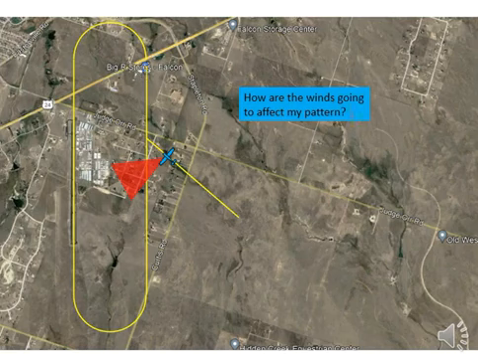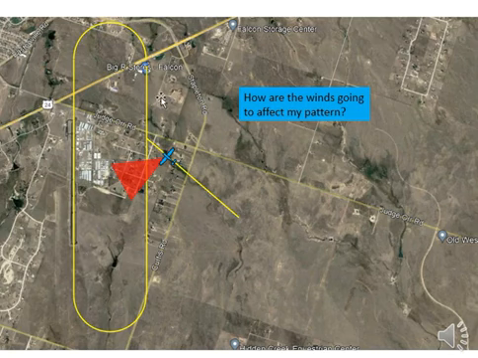But I'm asking myself, how are the winds going to affect my pattern? Because I may not want to roll out on this perfect downwind ground track if the winds are blowing from the east over here or from the west. If they're tailwind or headwind, it shouldn't be a headwind, right? Because then we should be landing on the other runway.